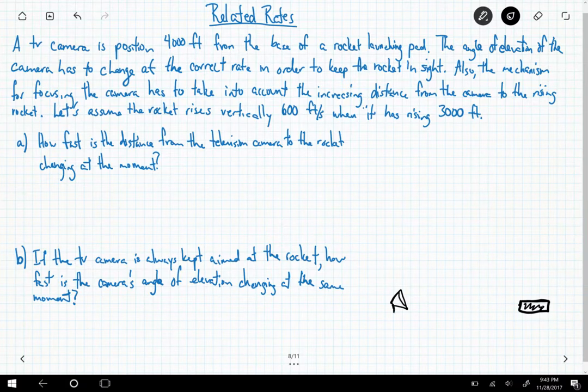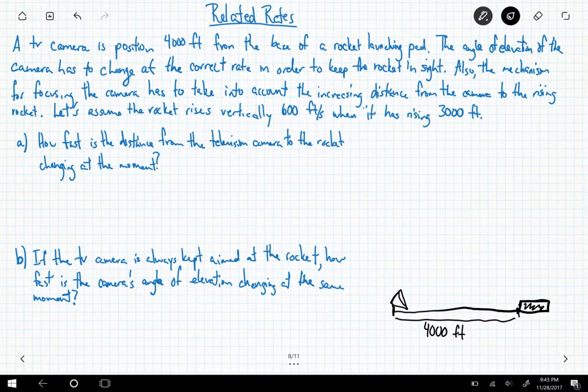Right here. Now, what we know first off is that this distance from here to here has to be 4,000 feet. Now, I could have drawn the rocket if need be, but I think it's probably going to be moving. That's usually my guess here. So the angle of elevation of the camera has to change at the correct rate in order to keep the rocket in sight. So the 4,000 feet, that's not changing. That's a constant. That's important here. However, the rocket is shooting up.